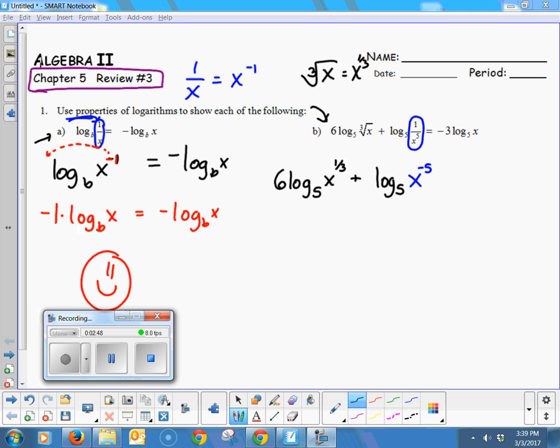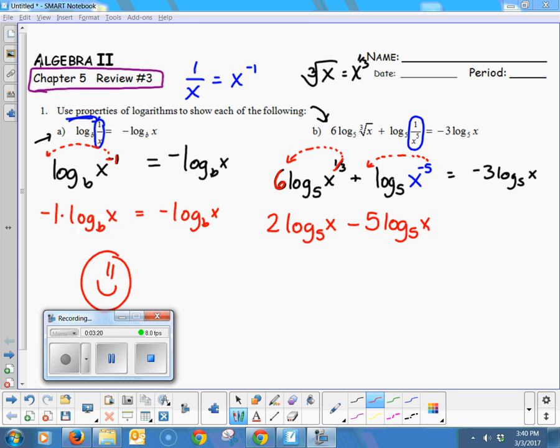Okay? And we want to make it look like negative 3 times log base 5 of x. Well, maybe you're having a good idea that you could take that exponent and swing it out front. And you could do the same thing here. Take this exponent and swing it out front. And so if I have 1/3 times 6, 6 times 1/3 is just 2 times log base 5 of x. And then if I swing that 5 out front, it's minus 5 times log base 5 of x.